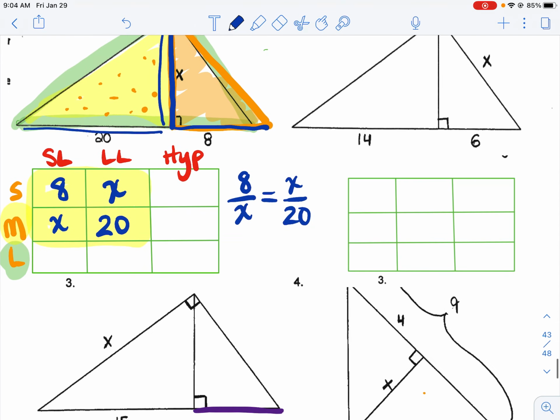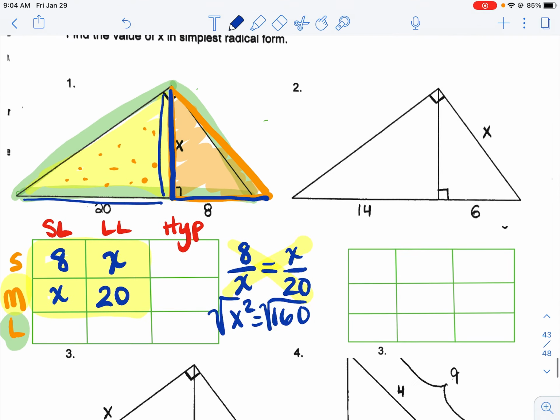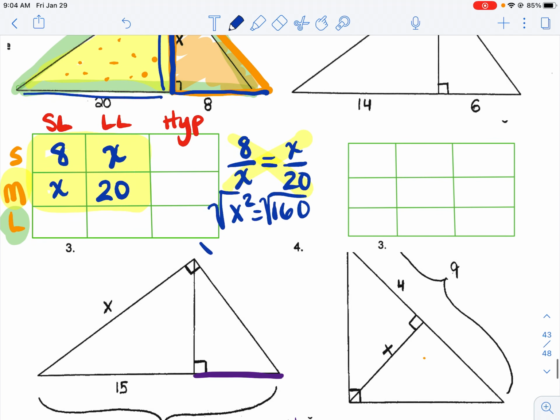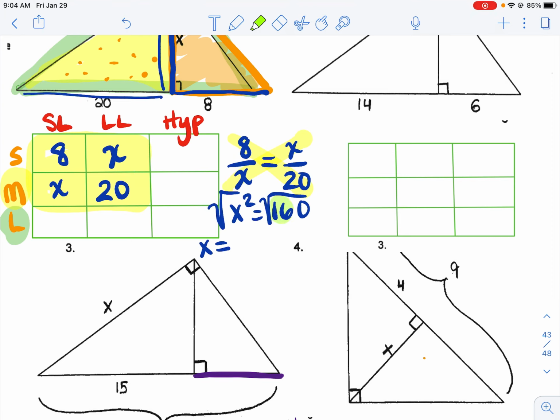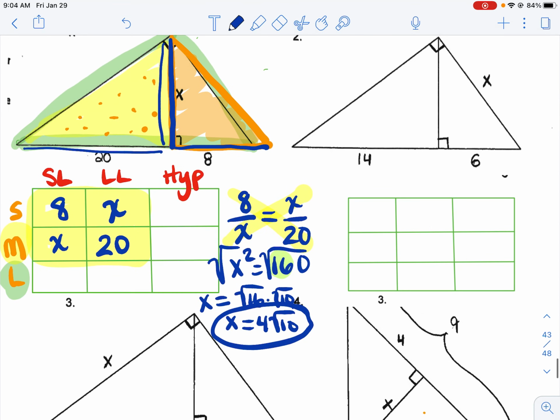So once I have a proportion, I can cross multiply. I'm left with X squared equals 160. I take the square root, and it says simplest radical form. So X equals. Now, what perfect square is going to 160? It's staring at us, guys. It's calling you. Yeah, square root of 16. Square root of 16 times square root of 10 means X is 4 square root of 10. Okay? So that height would be 4 square root of 10.